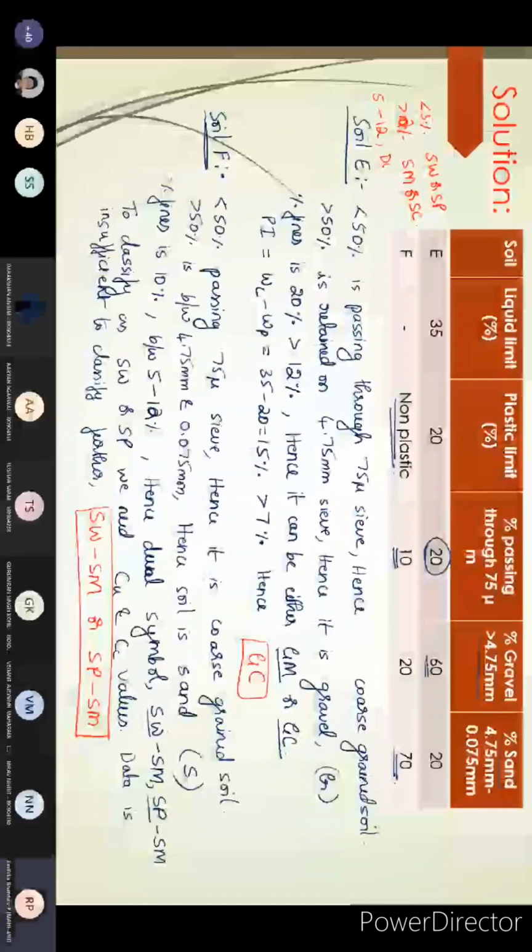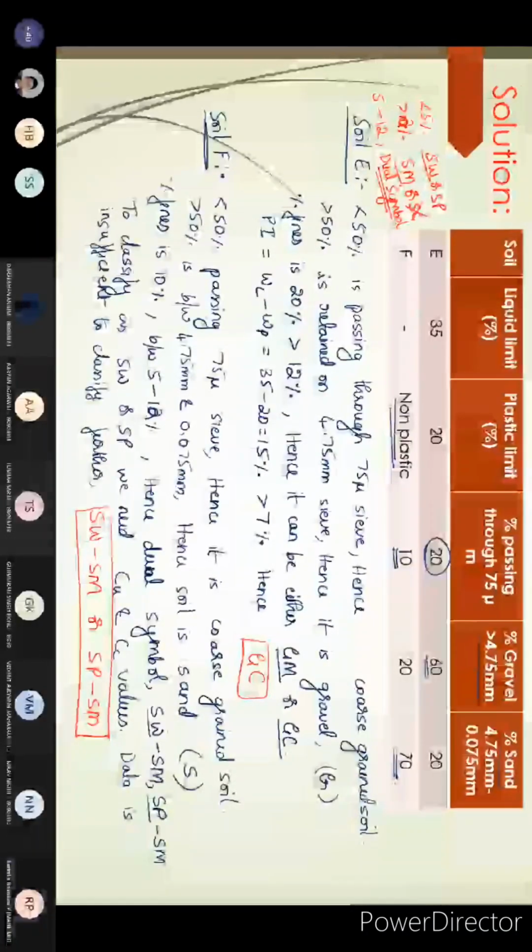So that is why you will have both the symbols, one from here and one from here. So why was SM used? Because it is said here non-plastic fines. So that's why it can never be SC. But it can be SW or SP, along with SM. So that's why it is SW-SM or SP-SM. But to classify SW or SP, we need the values of CU and CC, which are not given here, correct? So we have to write here insufficient data. We cannot classify further. So it can be either this or this, okay?